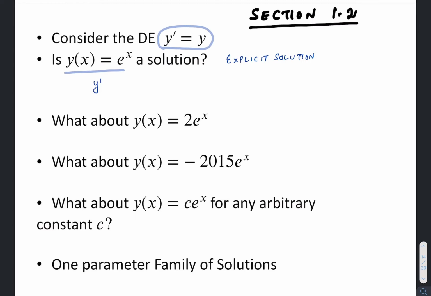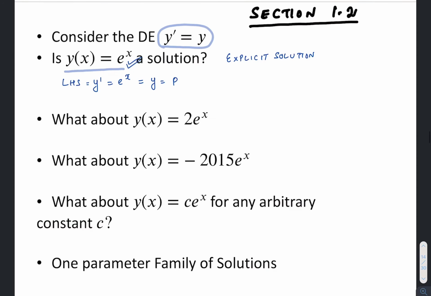So here's a function, y is equal to e to the x. It's a differentiable function, so it satisfies both properties. If I find the derivative of e to the x, which is e to the x itself, it is equal to the original function, which is the right-hand side. I started with the left-hand side and ended up with the right-hand side, and therefore this is a solution.